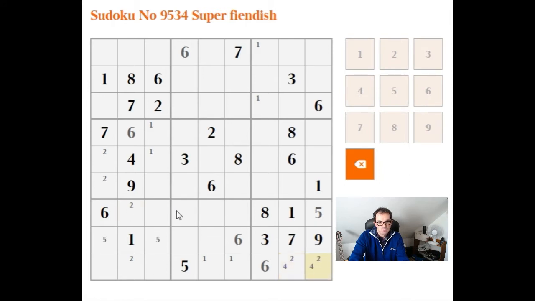We should definitely try and use any occasion we lock boxes like this. We need to make sure that we make full use of that sort of deduction. Okay, 2, 4, 6, 7.